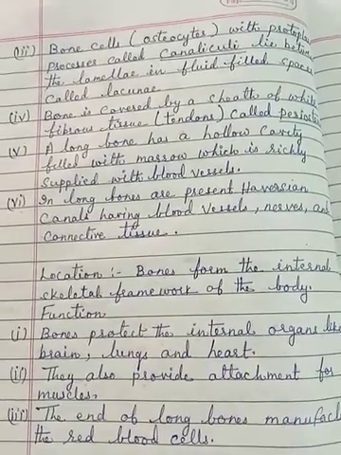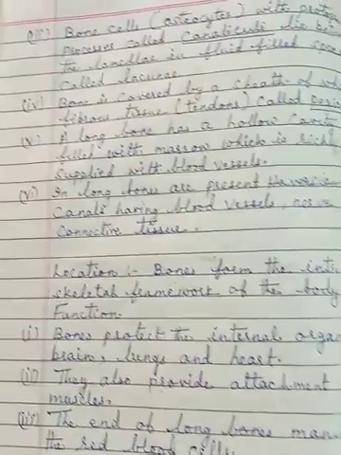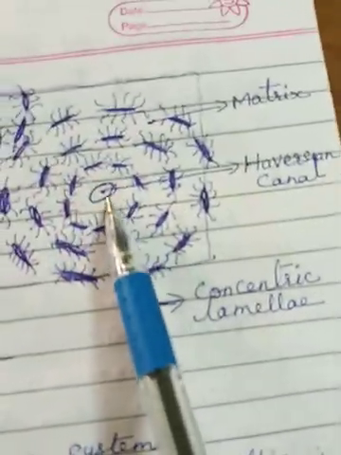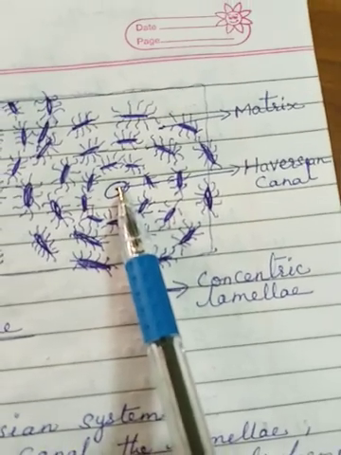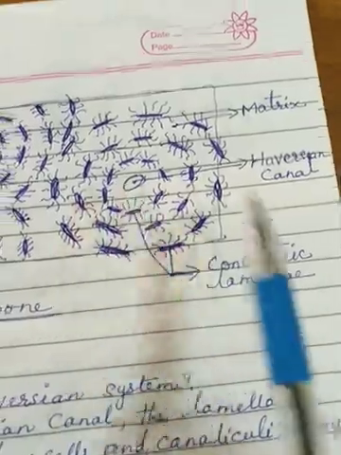Long bones are present with Haversian canals having blood vessels, nerves, and connective tissue. In the long bones, Haversian canals are present. These are the Haversian canals. You can see here this one, Haversian canal, and it contains the blood vessels, nerves, and connective tissue.